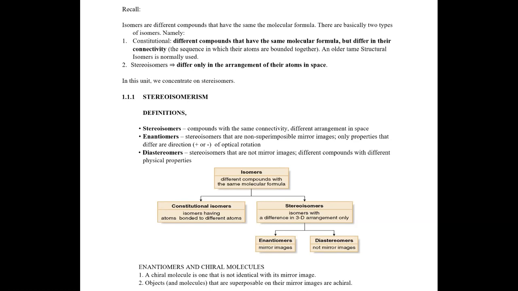Stereoisomers are compounds with the same connectivity, but they differ in the arrangement in space. We're going to look at that. Enantiomers are stereoisomers that are non-superimposable mirror images, and their properties differ in direction, plus or minus. We'll talk about optical rotation. Then diastereomers are stereoisomers that are not mirror images, and they have different physical and chemical properties.